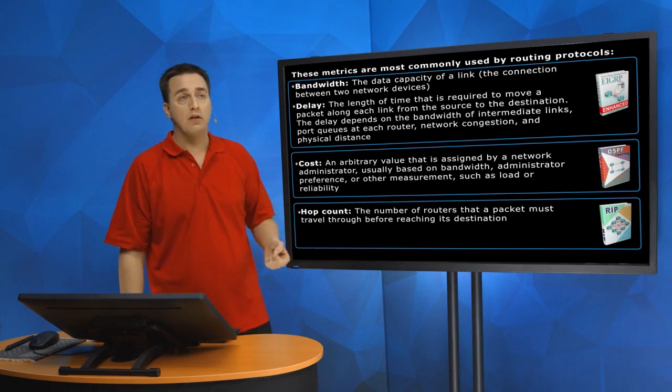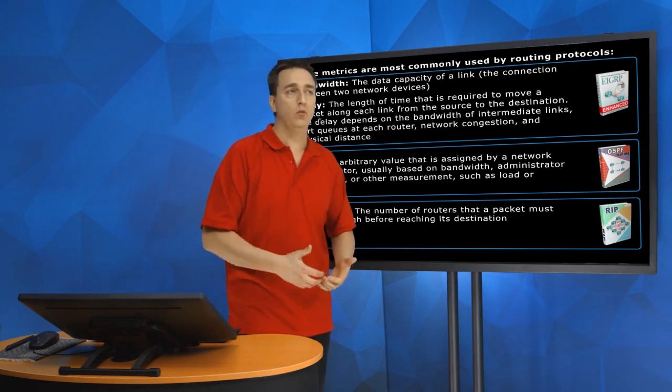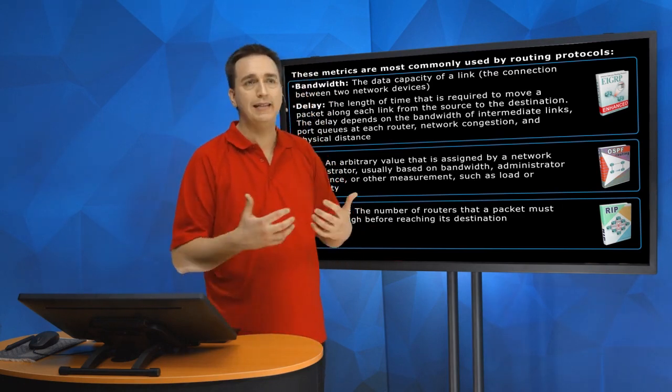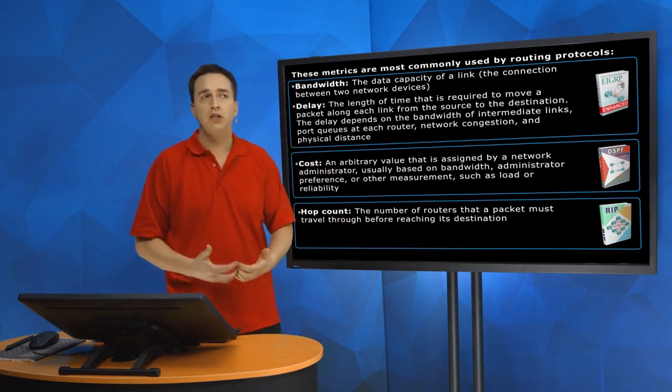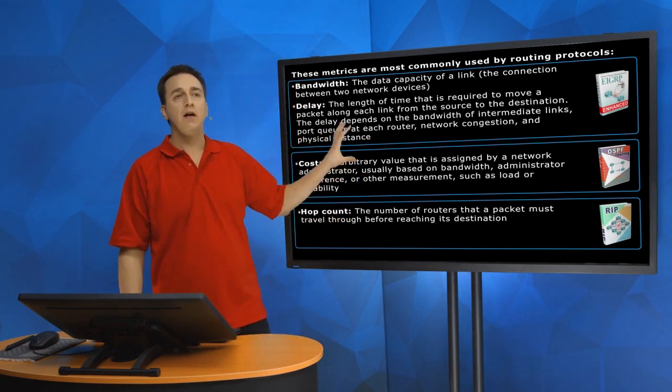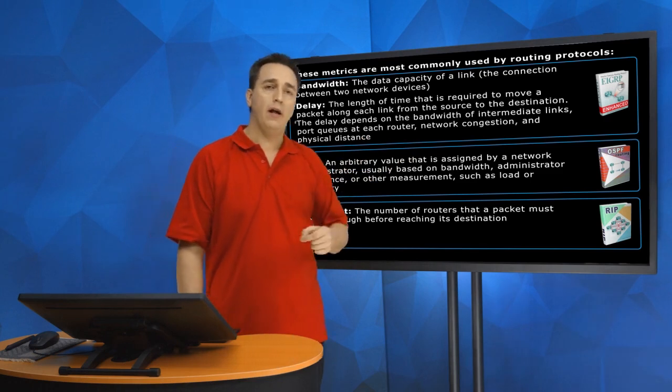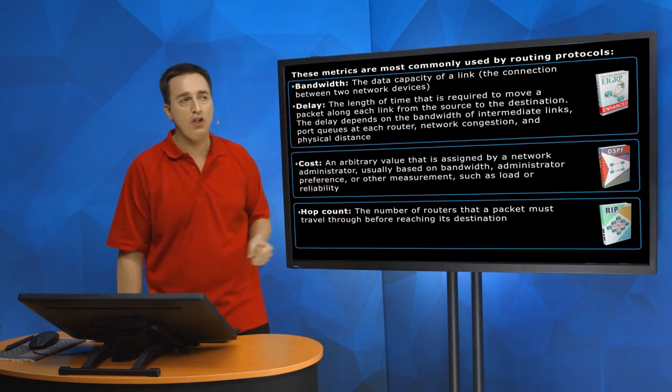So bandwidth: what is the capacity of the link? What is the speed of our link? What's the data rate of the link? So bandwidth comes into play. Even the delay of the links comes into play as well when we're working with EIGRP.